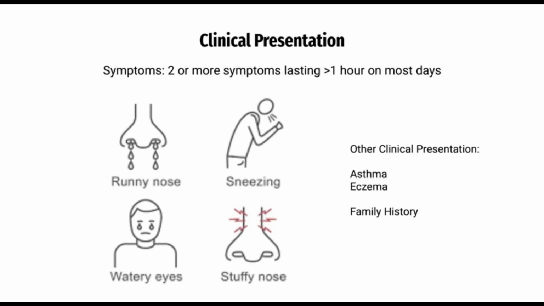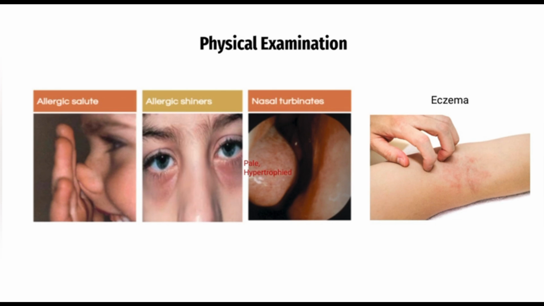The clinical presentation of allergic rhinitis: the symptoms are usually 2 or more and lasting more than 1 hour on most days. The symptoms can include runny nose, sneezing, watery eyes, stuffy nose, and other clinical presentation. The patient may have history of asthma, eczema, as well as a positive family history. For physical examination, look for allergic salute sign on the nose, allergic shiners under the eyes, and on anterior rhinoscopy, look for pale and hypertrophied inferior nasal turbinate, and peripherally, look for any reaction such as eczema.